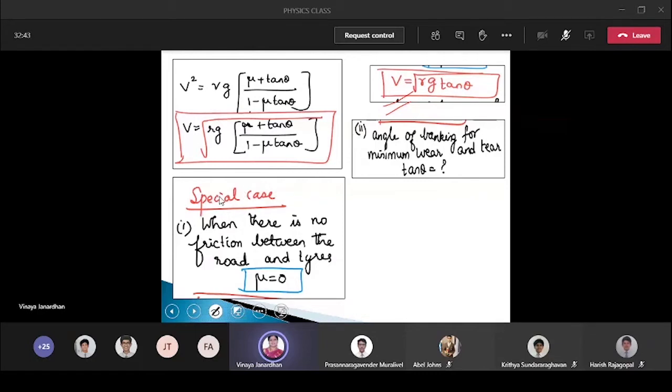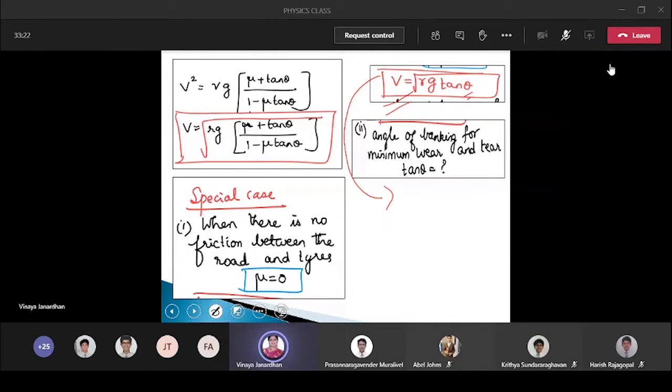So in that case, what is the angle of inclination? What will be tan theta? Can you find tan theta from this equation? So what is V? V is the speed with which a car can move along a banked circular track when there is no friction at all. If that is the case, then what should be the angle of banking? Angle of banking is the angle which the banked surface makes with the horizontal. So what will be tan theta?